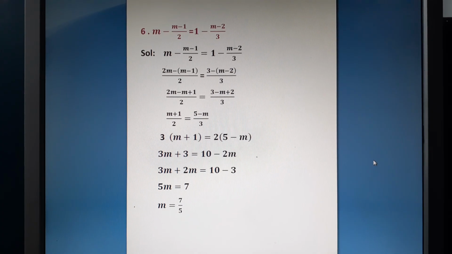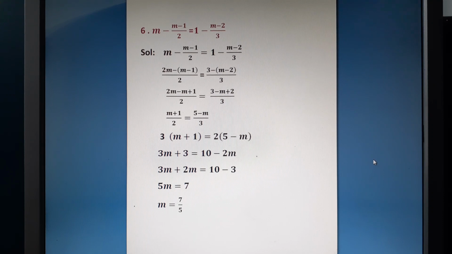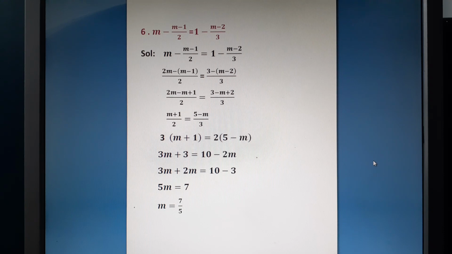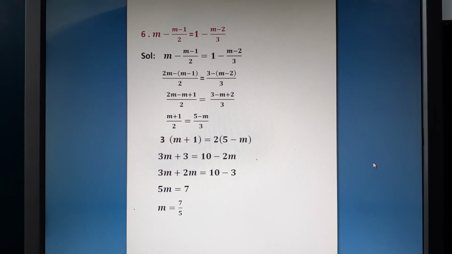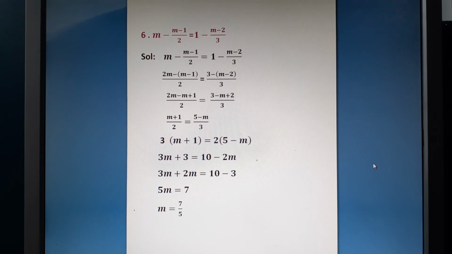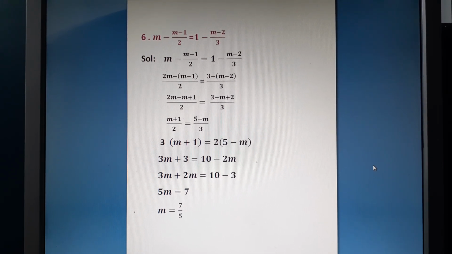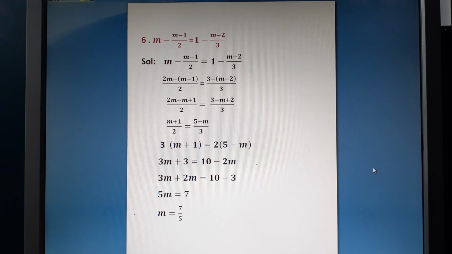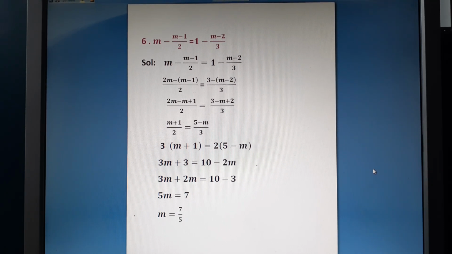Question number 6. (m − 1)/2 = 1 − (m − 2)/3. Solution: (m − 1)/2 = 1 − (m − 2)/3. On the left hand side, do the cross multiplication. We get (2m − (m − 1))/2 is equal to, on the right hand side also do the cross multiplication, 1 into 3, 3, 3 − (m − 2)/3.